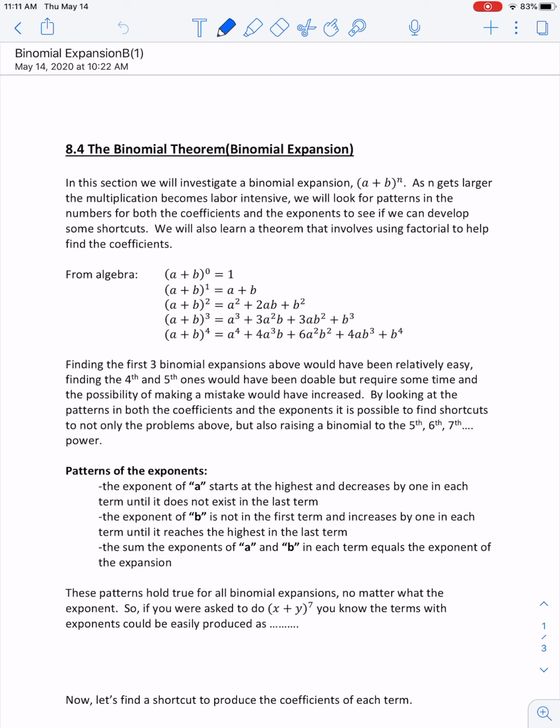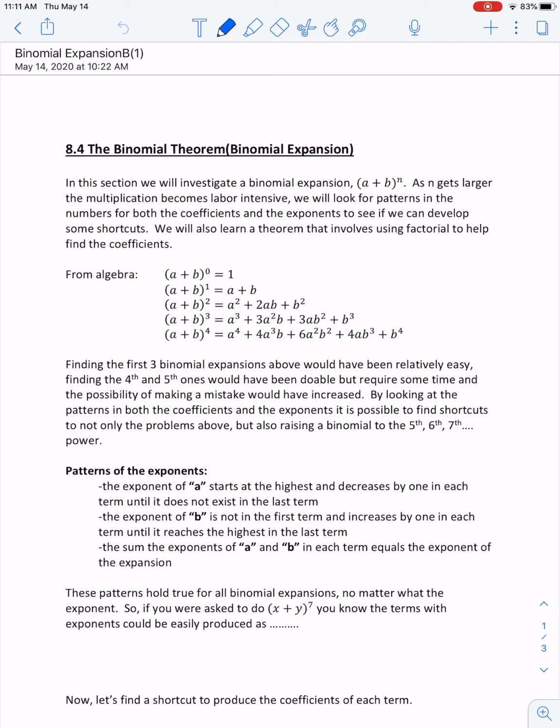You guys have done this already with powers like 1, 2, and 3, but you haven't really gone beyond that and tried raising a binomial to, say, the 4th, 5th, 6th, or even like the 20th power. The reason it's in this chapter is that, like with sequences and series, there are a lot of number patterns that are noticeable and will help you with a shortcut in getting the answer.